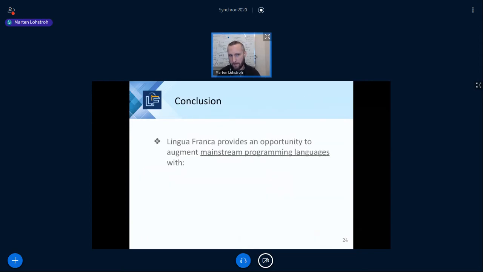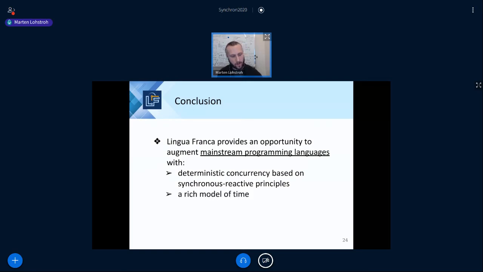To summarize, Lingua Franca provides an opportunity to augment mainstream programming languages with deterministic concurrency based on synchronous reactive principles. We make time a first-class citizen in the language, something that mainstream programming languages also don't have. We have a scheduler that can handle not just periodic task models, but can also integrate well with events that come from the environment and cater deterministic responses to those sporadic events. And we also have deadlines.